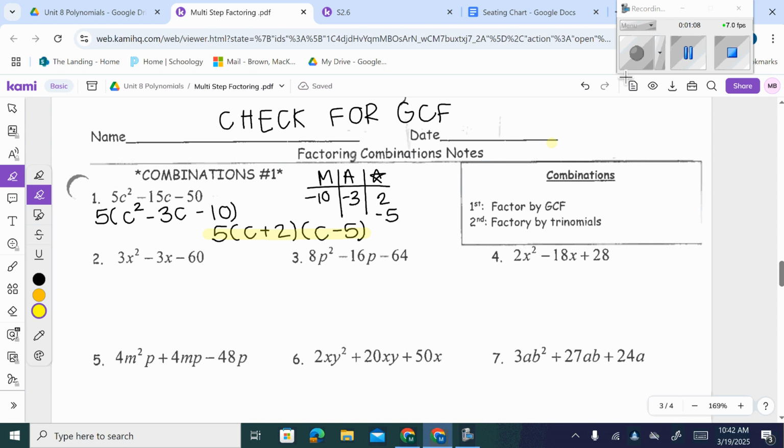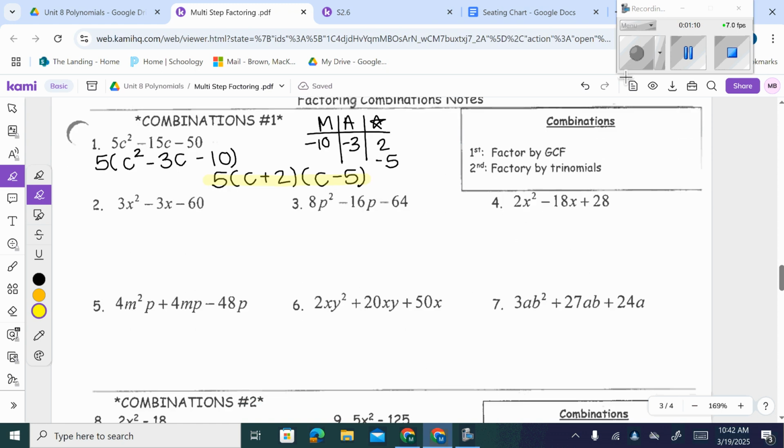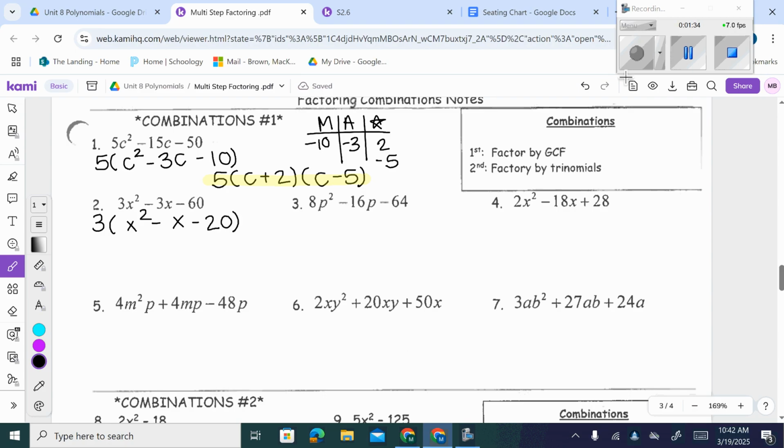Okay? All right, number 2. I got to check for a GCF. Does anything go into 3, 3, and 60? 3, so I'm going to take out a 3. If I take out a 3, what does this 3x squared become? X squared. X squared minus x. Not 6, what's 60 divided by 3? 20, good, minus 20. All right, now I got to check to see if I can keep going.